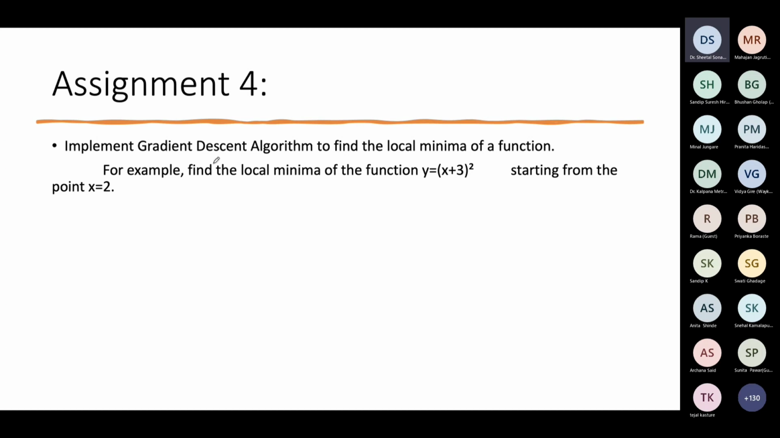For this assignment, when we are trying to find the step calculation, we know that the first order derivative is required. If I look at this expression, it is x square plus 6x plus 9. If I take the gradient by calculating its first order derivative, I get 2x plus 6. This is my equation, corresponding to the value x equal to 2.